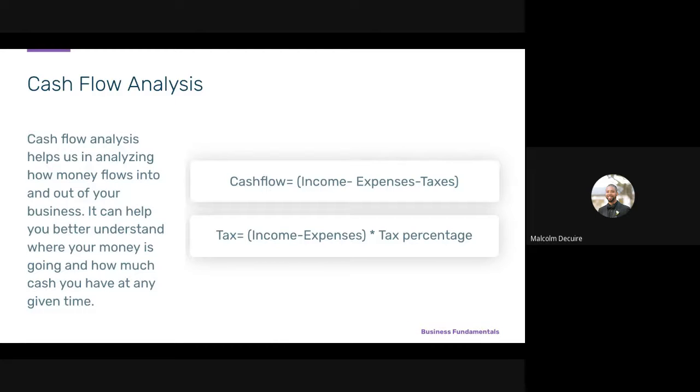So on the slide here, you have two boxes. Cash flow equals income minus expenses minus taxes. And then below it says tax equals income minus expenses times a tax percentage. Now, what do these two terms mean? What are we really referring to?